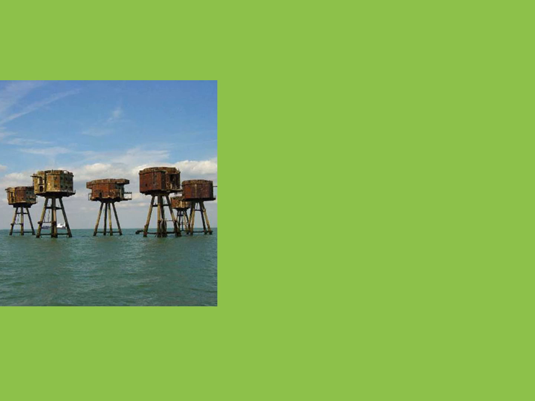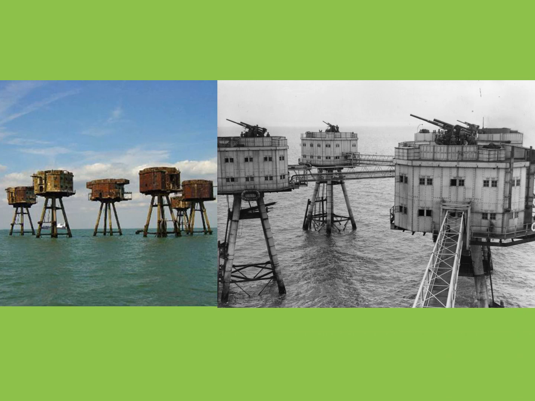Just as a bit of a follow-up, these are some structures that are still in the Thames estuary to this day. There's several sites with them, and they are visible from certain parts of the southeast coast. What on earth are they? Well, believe it or not, these are the remainders of what was called the Maunsell Fort system.